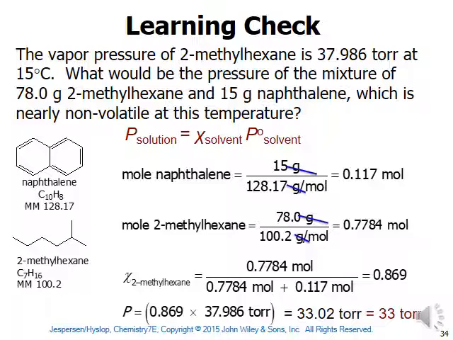Okay, so first thing we want to do is find out how many moles of naphthalene there are. So 15 grams divided by 128, the molar mass of naphthalene. You can look it up. Figure out how many moles of methylhexane. Okay, again, and then this simple calculation, and there you go.